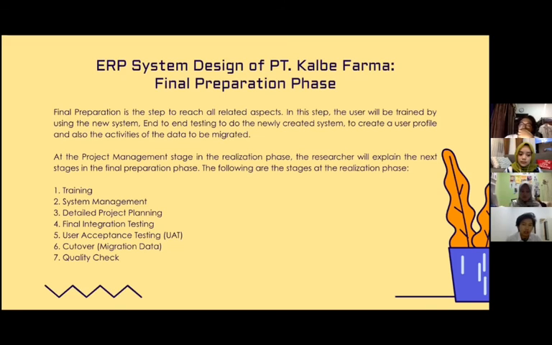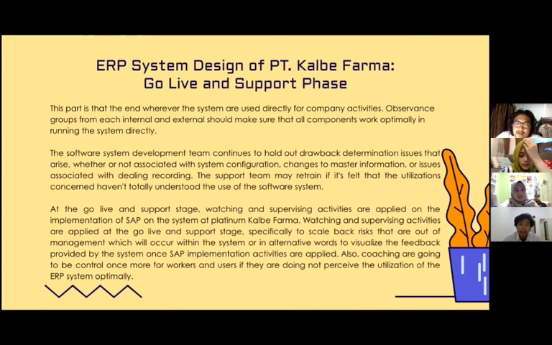The last one is the quality check. This is the same as before, where after we do all the stages in the phases, we just have to checklist it or type it complete when we finish all the stages. And next, we'll go to the go live and support phase.